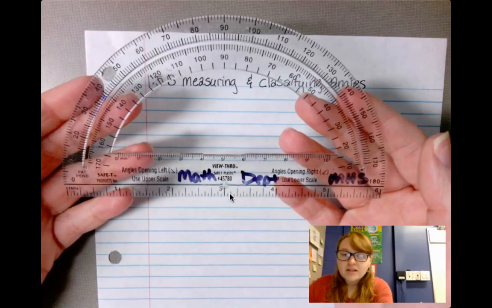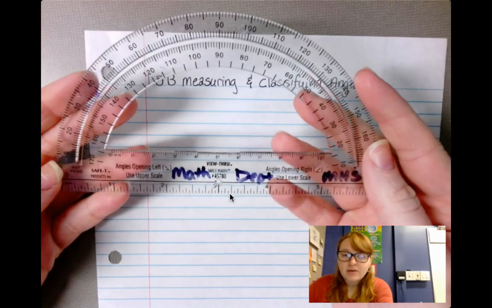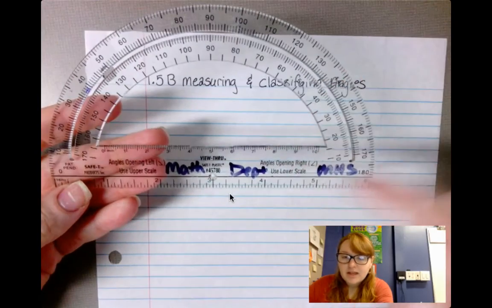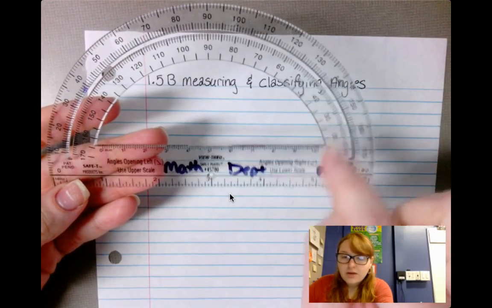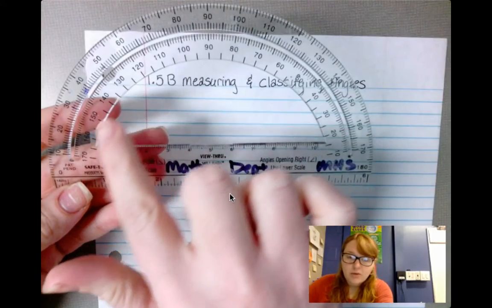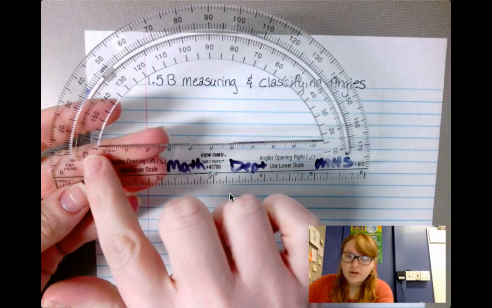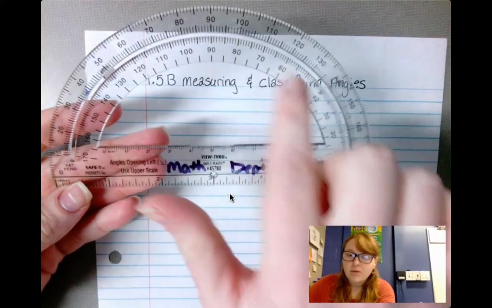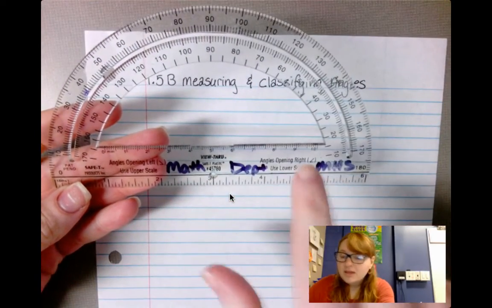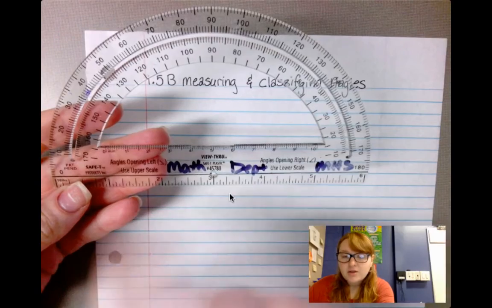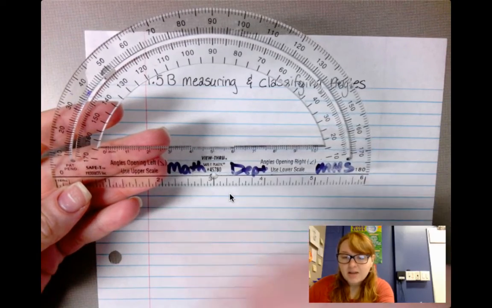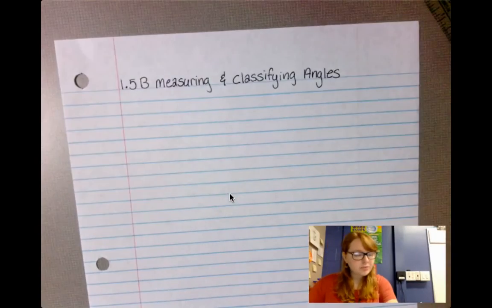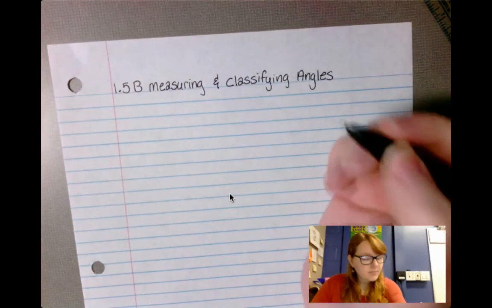Okay, so as you can see, the protractor has an outer ring and an inner ring. The first thing I want you to notice is that the inner ring starts over here and counts up as we go around the protractor. But the outer ring starts over here and counts up as we go around the protractor. This is to see what the angle is no matter what side the bottom ray is. Okay, so we are going to measure some angles.